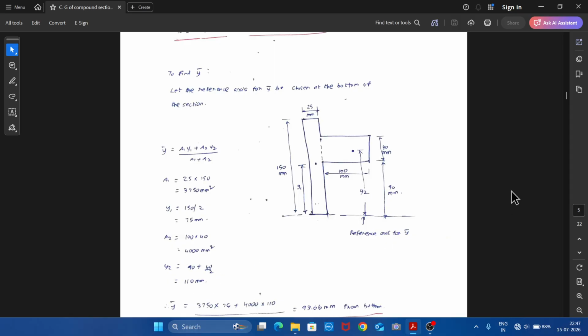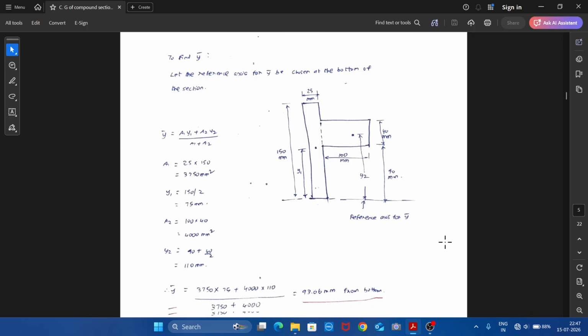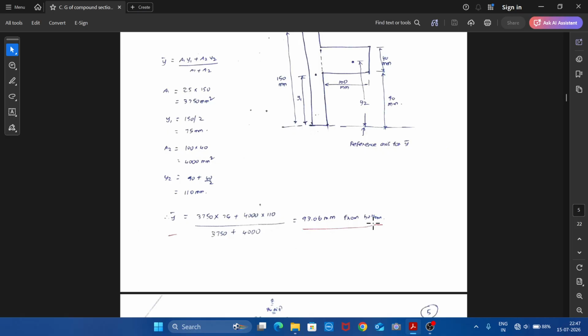Therefore, y bar equals a1 y1 plus a2 y2 divided by a1 plus a2. So this will be 93.06 mm from the bottom. So this is how we should find the center of gravity of compound sections.